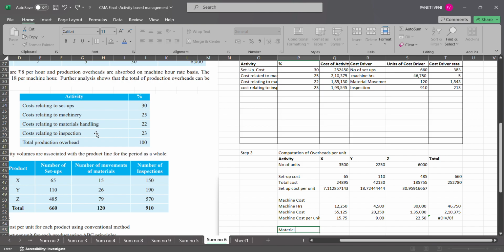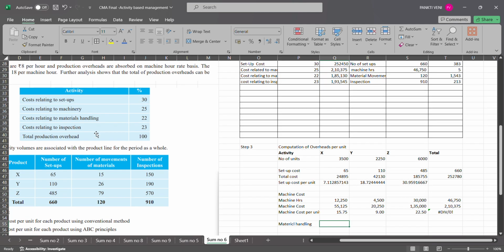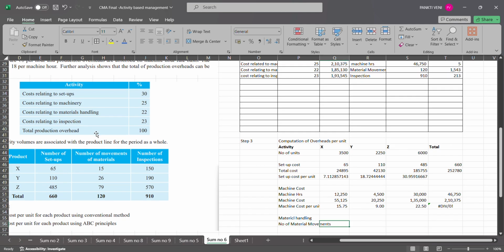Then I have material handling. So what is material handling? Material handling is the number of material movements. The number of material movements are 15, 26, and 79. Then what I'm supposed to do is multiply by the number of material movements done. Now what I'll do, I'll multiply 152.75.